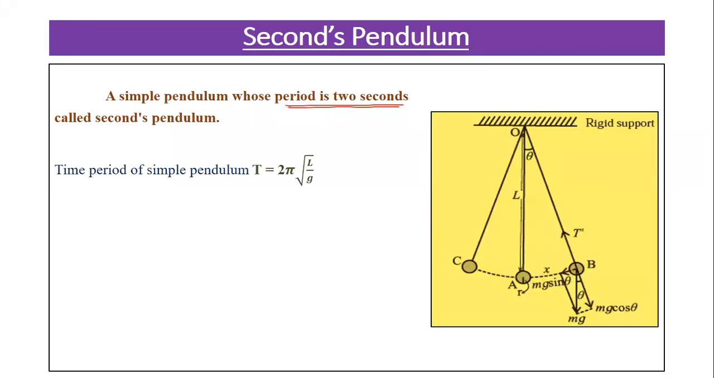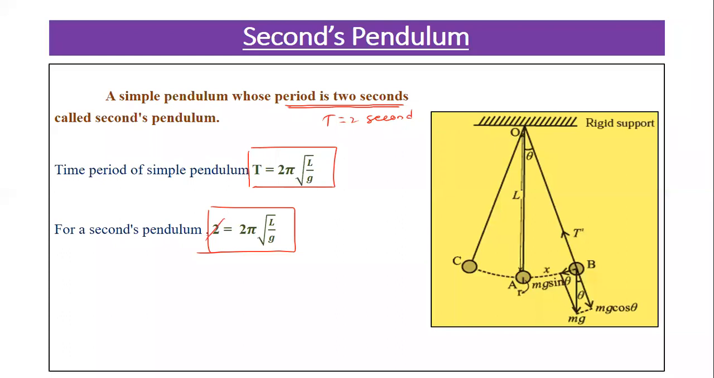Now here, you know the formula: T is equal to 2 pi under root L by g. This is the formula for a simple pendulum. Now if I substitute the period as 2 seconds, T is equal to 2 seconds, then what do we get? For a seconds pendulum, the period is 2 seconds. Now we get this equation. This 2 gets cancelled.